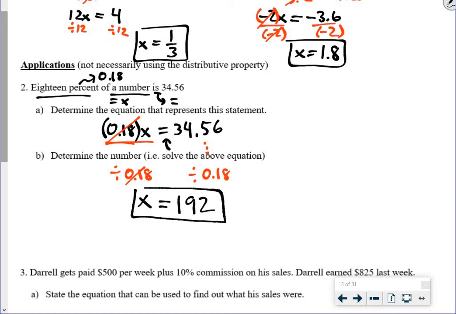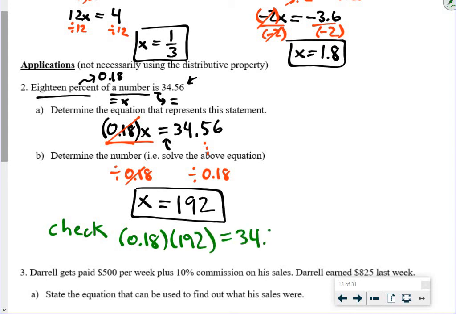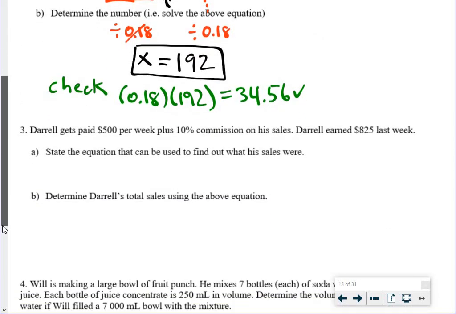So 18% of 192 gives us 34.56, which you can confirm, so probably a good idea to check. Check that 0.18 times 192 is equal to 34.56.